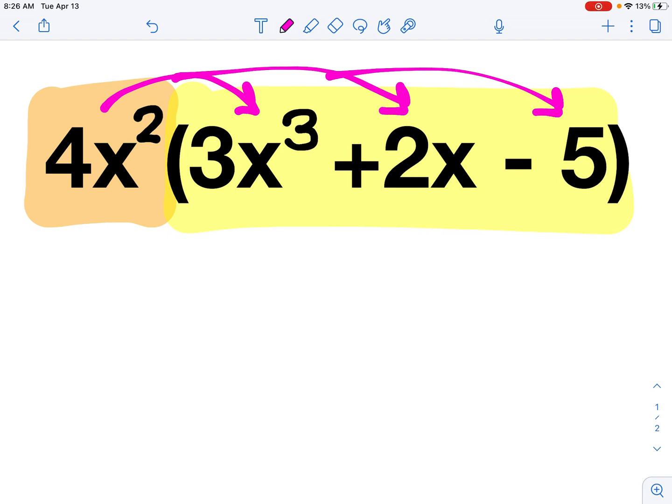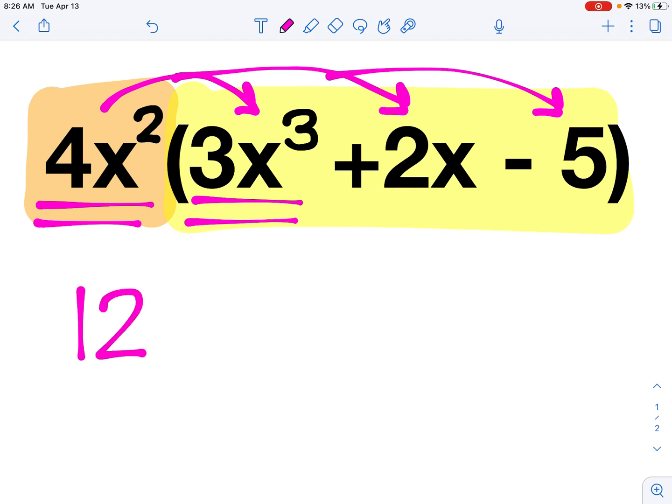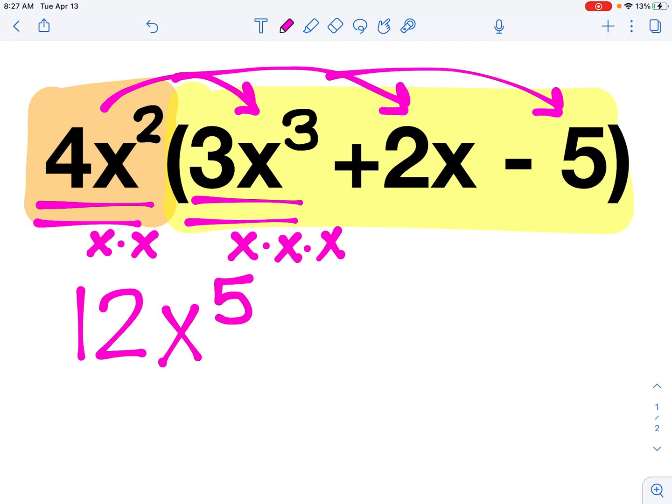So the first thing that I'm going to do is do 4x squared times 3x to the third. I'm going to worry about my coefficients first. So 4 times 3 would give me an answer of 12. And then if I have x squared, which means x times x, and I have x to the third, which means x times x times another x, if I'm multiplying all of these together, I end up with an x to the 5th power. 2 x's outside, 3 x's being multiplied inside. If I multiply them all, that's 5 altogether.